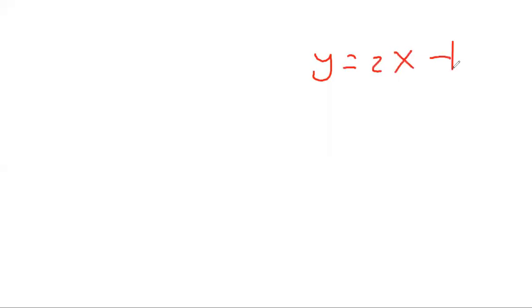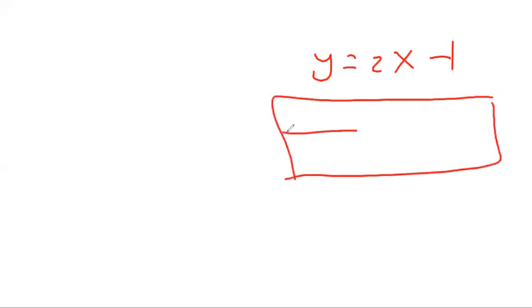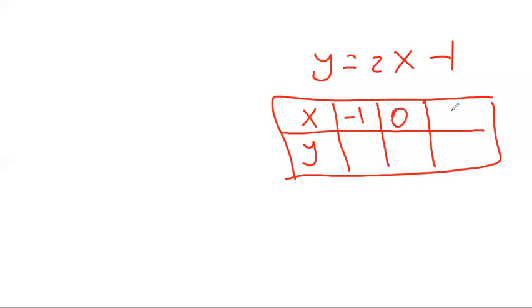To draw the equation y equals 2x minus 1, I'll make a small table. I'll put in it any 3 values for the letter x, and I'll find the corresponding values for y. So for example, I'll put -1, 0, 1 for x. Now substitute with x equal -1 in the equation.